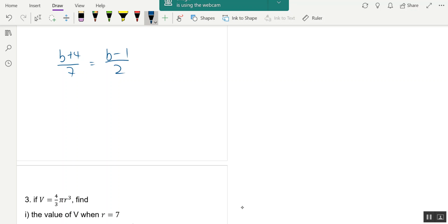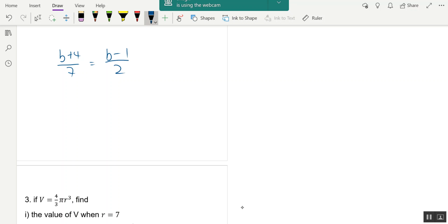Sometimes you do not have the same denominator on the left side and the right side, for example b plus 4 over 7 equals b minus 1 over 2. You don't have the same denominator on both sides, but it's okay. Just apply this method called cross multiply.